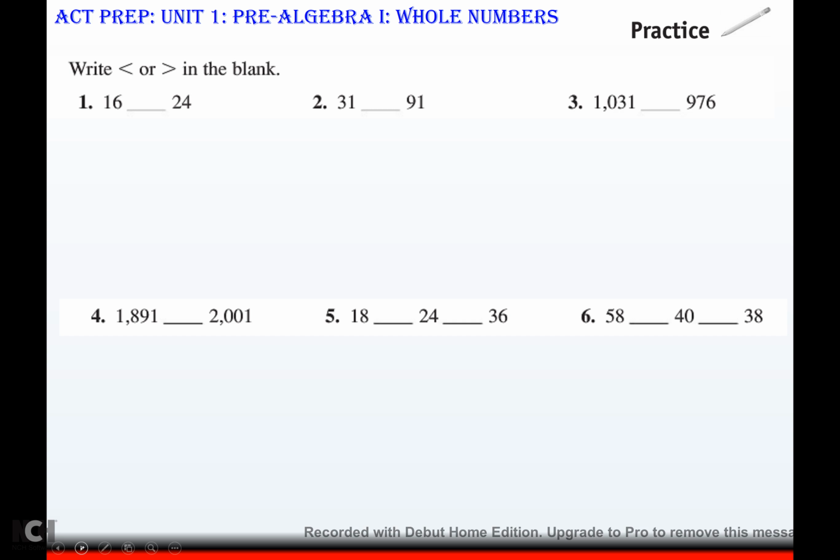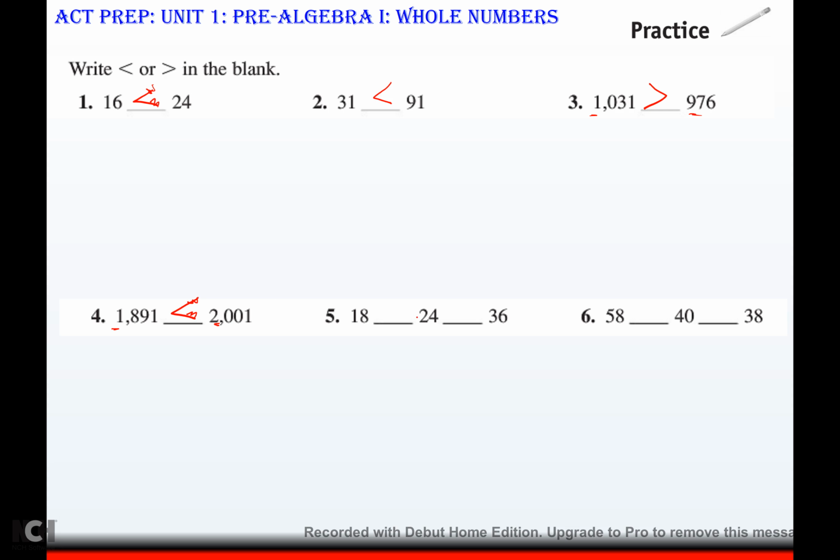Okay, write less than or greater than in the blank. Well, 16 is obviously smaller than 24. 31 is smaller than 91. 1,000 is bigger than 900. 2,000 is bigger than 1,000 something. And again, remember, you always make the alligator point to, or not point to, eat the bigger number.